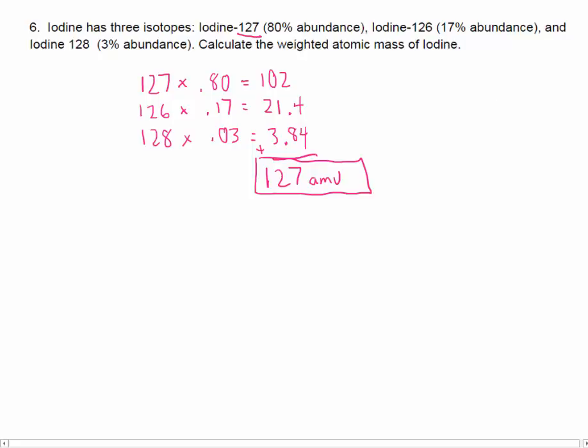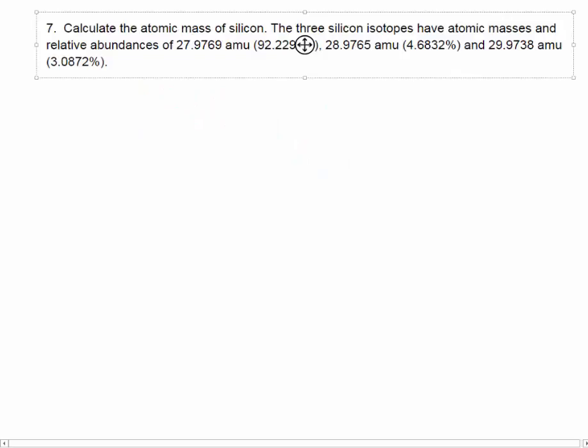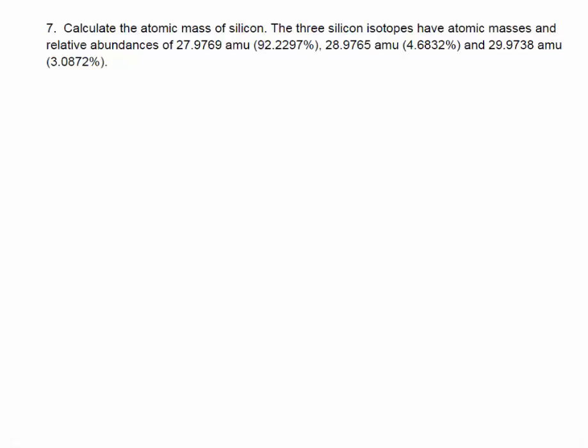Okay, moving on to number 7. Okay, so here you have kind of the reverse of what we just did. Here you have all the detail. You have some really precise atomic masses of the isotopes. And you also have some really precise percent abundances with tons of decimals. But again, it doesn't really change anything. You take the mass times the percent abundance as a decimal, and then add them all up.